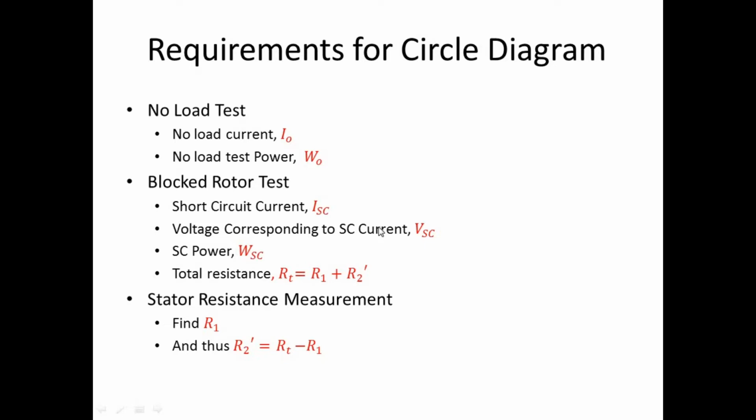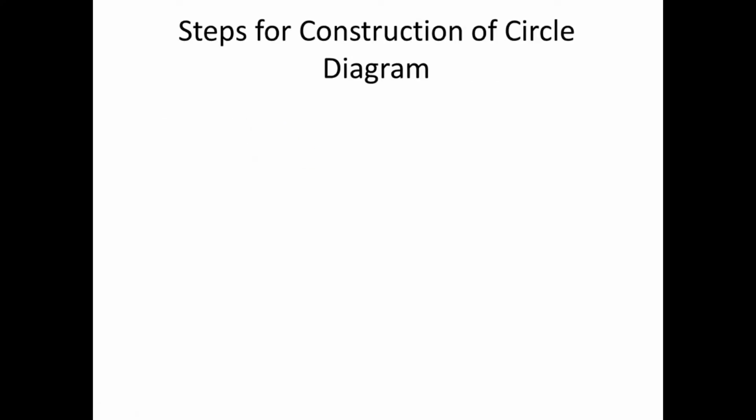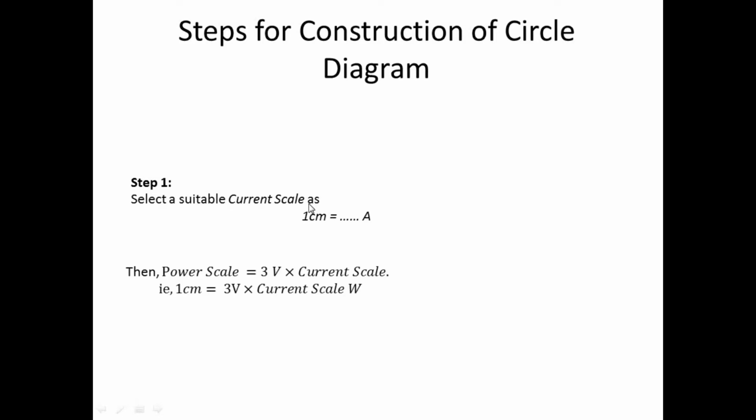And we can analyze the steps for drawing the circle diagram. First step is we have to select a suitable current scale. In order to scale down the graph, we have to select a suitable current scale, such as 1 centimeter equal to say 5 ampere, 8 ampere, like that. Then, once we choose the current scale, we can directly obtain the power scale as 3V into current scale, where V is the rated phase voltage of the motor.